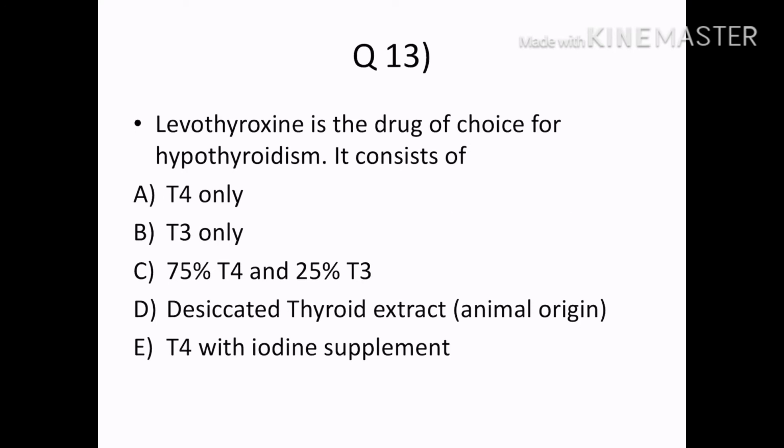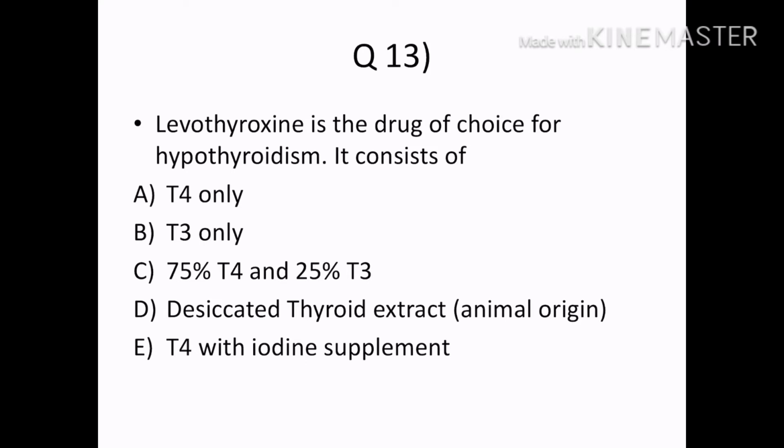Question number 13. Now we start with thyroid gland. Levothyroxine is the drug of choice for hypothyroidism. It consists of T4 only, T3 only, 75% T4 and 25% T3, desiccated thyroid extract of animal origin, or T4 with iodine supplement.